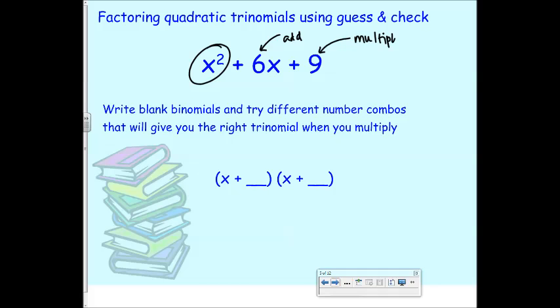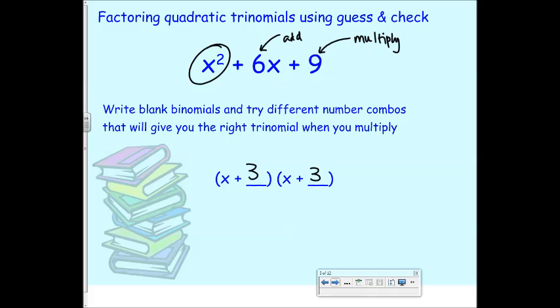And we know that this has to be x and x, because that gives me x squared, right? So that can't be anything else. There's nothing else you could multiply that would give you x and x, except for x squared and 1, but don't even worry about that. So that one's going to be x and x. So what could you multiply to give you 9 that would add up to 6? 3 and, perfect. So then this is 3 and this is 3.